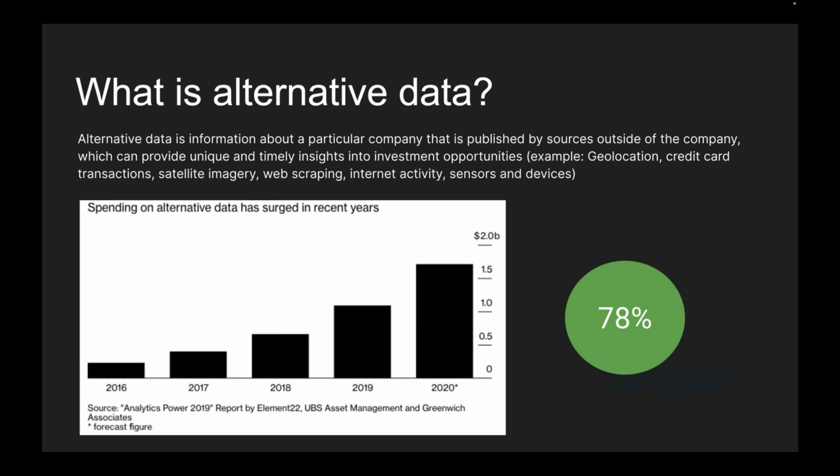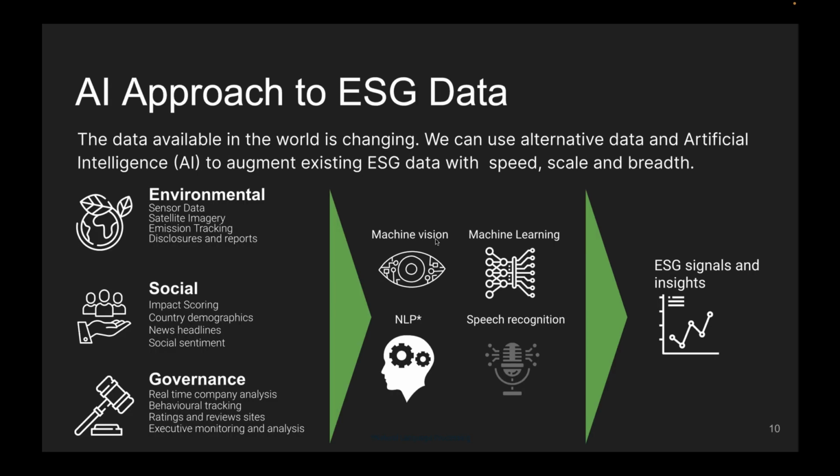These charts here show the spending on alternative data, especially by the big investment firms. And in a survey that was done last year, 78% of investment funds said that they were going to use alternative data as part of their investment selection process.